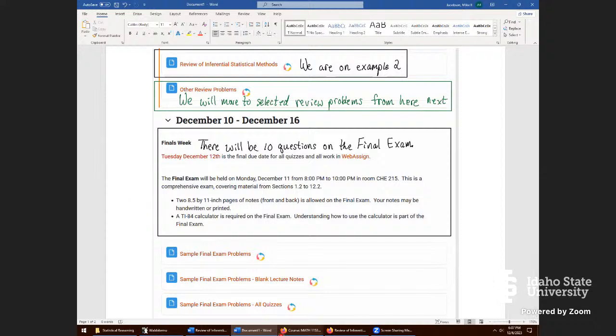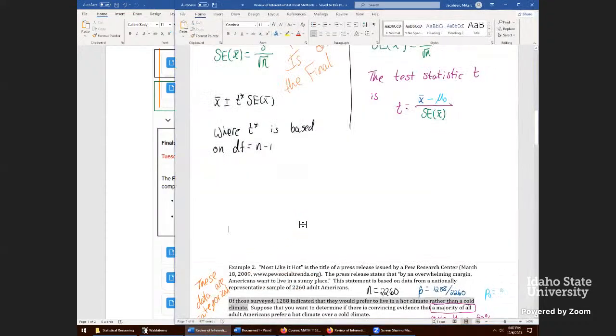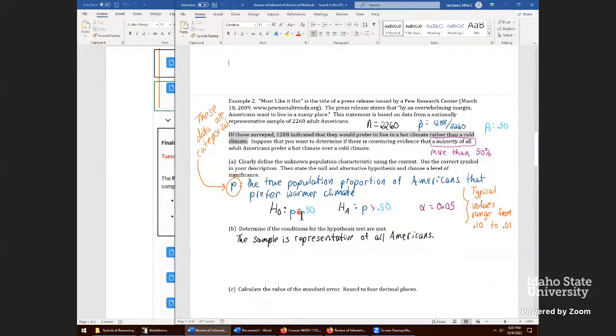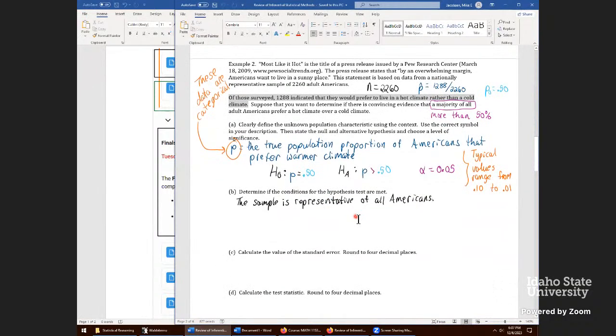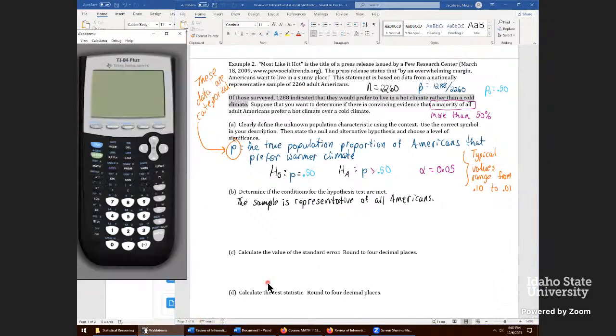Okay, well, at the moment, we're back to this document here, where we're going to practice some more inferential problems. Then we'll go to review some of the other topics we saw throughout the course. Any questions at all, folks, before we get started? Back on example 2.